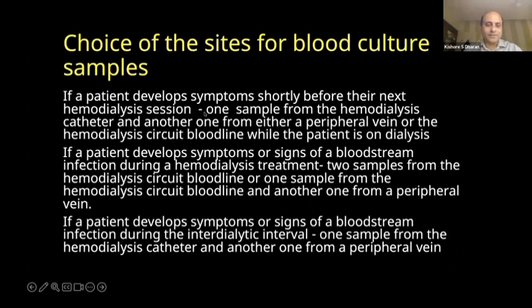So here, how to take the cultures? If the patient develops symptoms shortly before their next hemodialysis session, you take one from the hemodialysis catheter when you start, and the other from the peripheral vein or the hemodialysis circuit bloodline when he is on dialysis. If he develops fever and chills during a treatment, you take 1 sample from the circuit and 1 from the peripheral vein. Thirdly, if he develops symptoms at home during the interdialytic interval, you take 1 sample from the hemodialysis catheter and another from the peripheral vein.